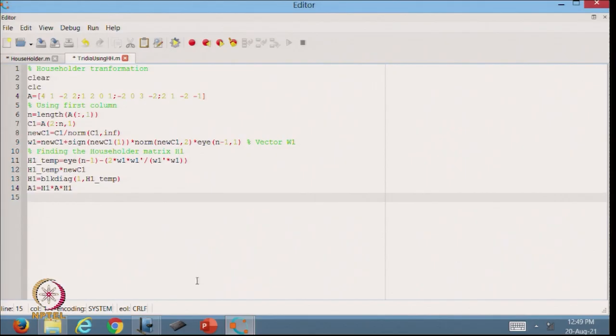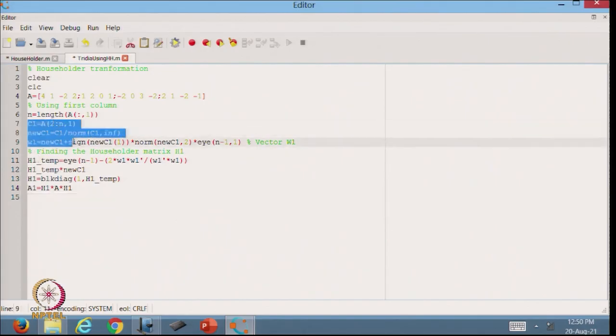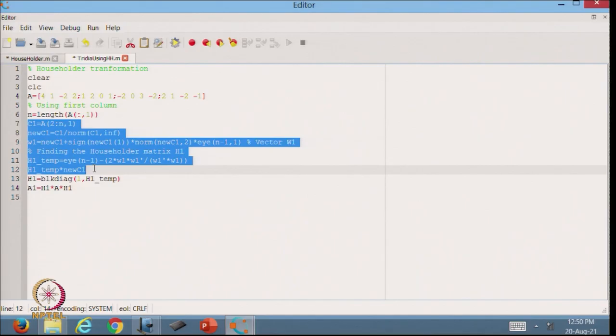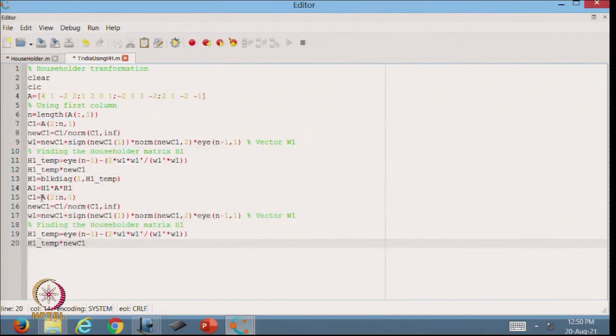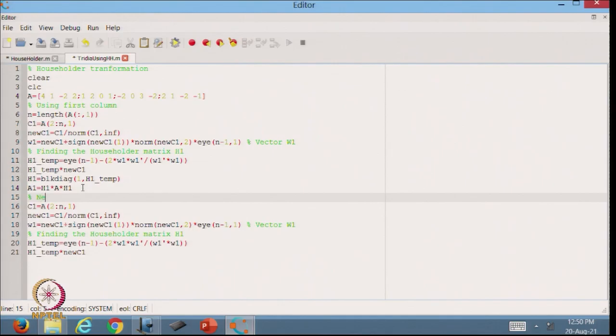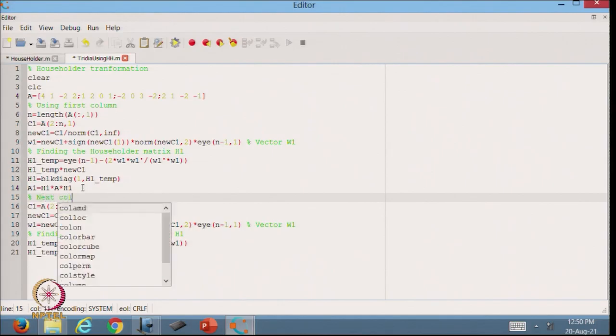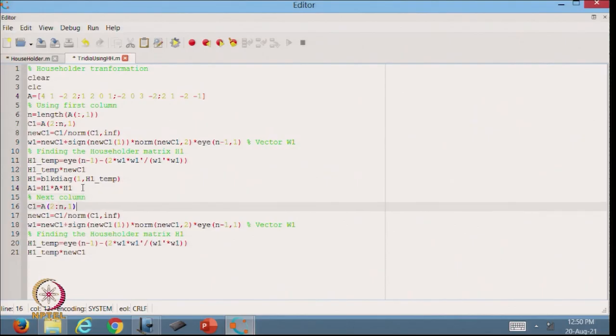Now, I need to find my next part. So this is the next thing we can do, again the same way. Maybe I should go up to here, Control C, put it here, Control V, and define the next column. I will take 3, and this is my C2. Now I define my new C2. So everything is again the same, C2 and norm of C2.